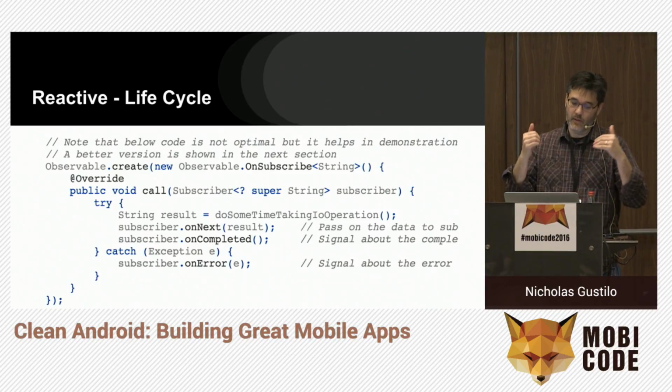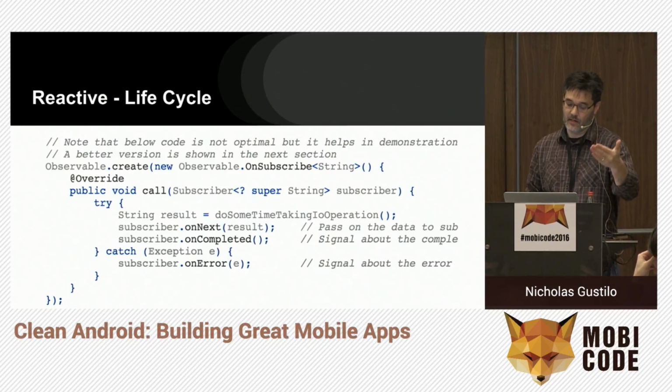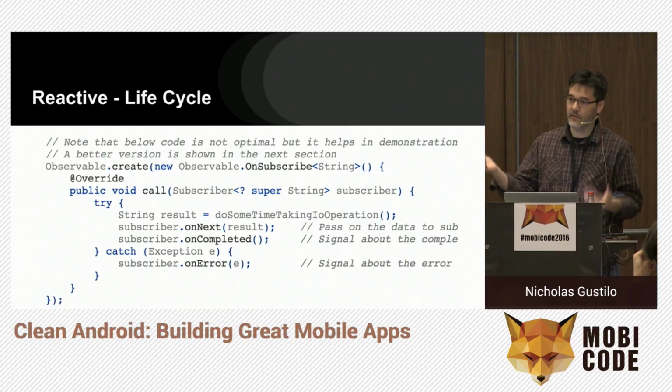When you subscribe to it, there's this callback that happens to it, and the observable then does one of three things. It calls on the subscriber. It either calls on next, which means I have some data for you, calls on complete, which means I'm all done, or it will call on error. And that's really all it does, right? So it's very simple. It does one of these three things.